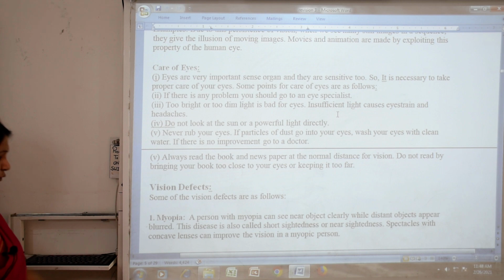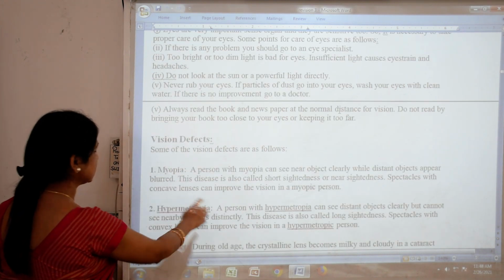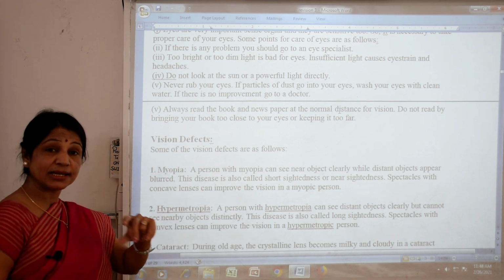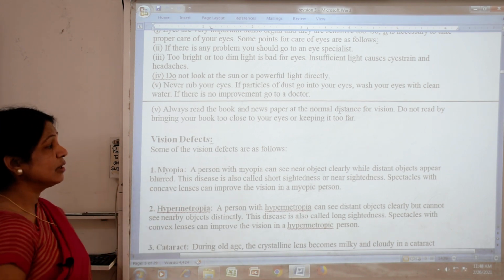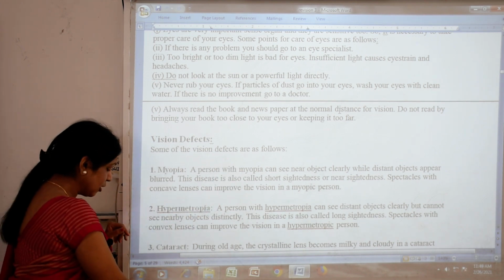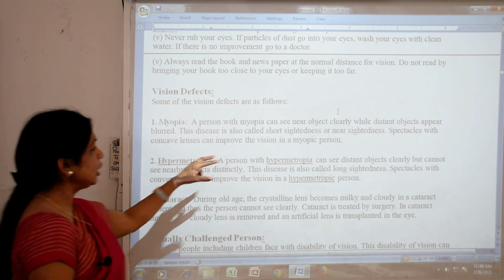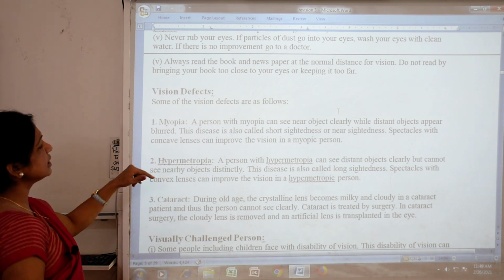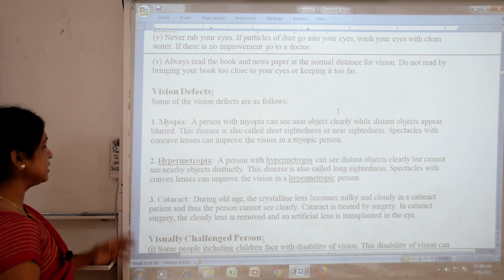Now vision defects. What is a vision defect? Some people have vision defects, such as myopia. A person with myopia can see near objects clearly, but distant objects appear blurred. Why is that? Due to myopia. A convex lens can improve this vision.